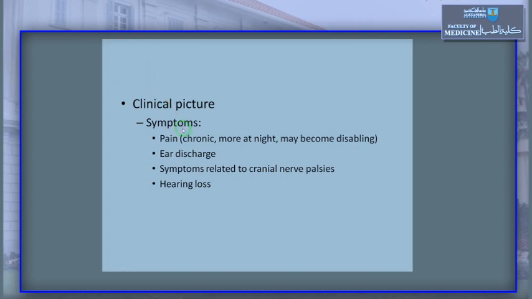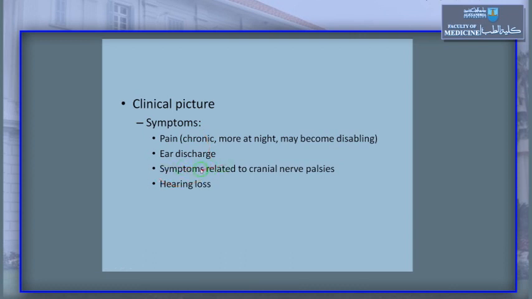What is the presentation? The patient will come complaining of pain, but it's different from that of the typical external otitis. Here the pain is of a more chronic course, so he can come to you complaining of a pain that has been here for several weeks or several months. So he will say, in the beginning I was having pain that was more at night, then the pain became more persistent, it's now all day, and by time it may increase in severity, becoming disabling. So the patient can say, I cannot sleep, I cannot do any activity in life, I'm just feeling the pain all the time. So pain is the hallmark of this condition.